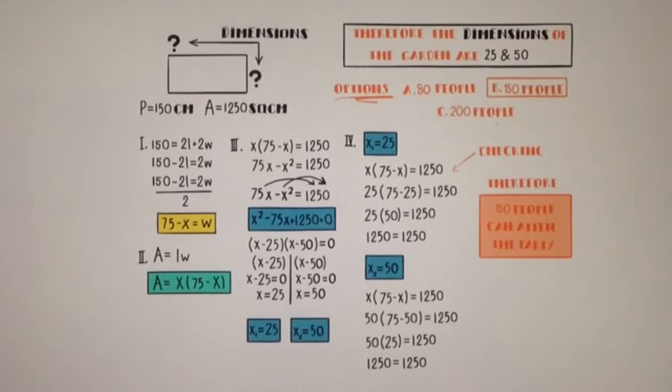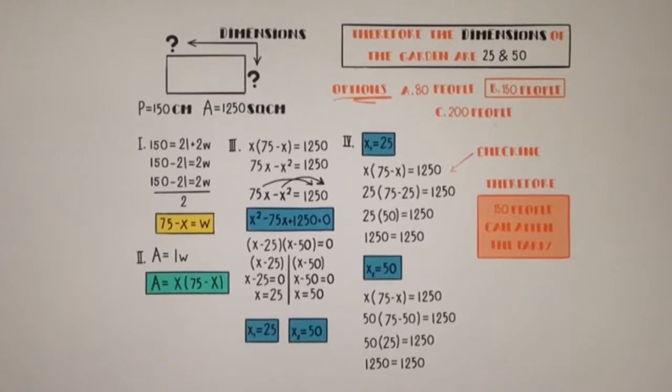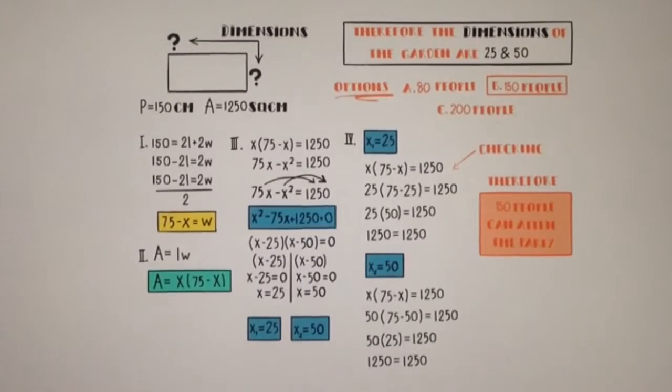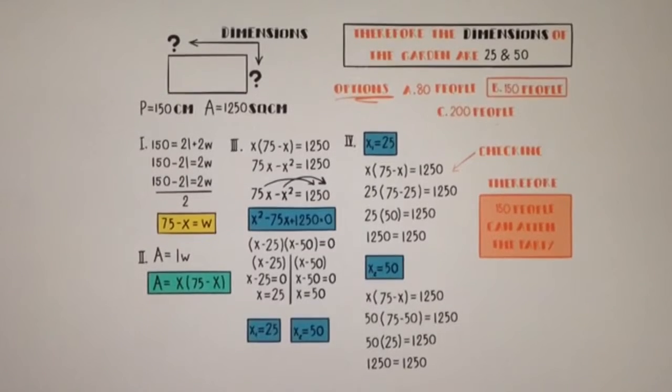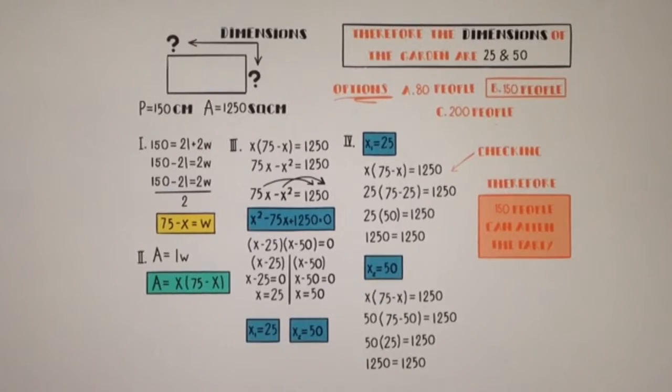Now we transpose 75x minus x squared to the other side and put it in general form, giving us x squared minus 75x plus 1,250 equals 0. Now we factor these out and we get x minus 25 times x minus 50 equals 0. Divide it into two sections and we get x minus 25 equals 0. And then you transpose and that will give us x equals 25. We do the same to the other side. X minus 50 equals 0 and we transpose and that gives us x equals 50.